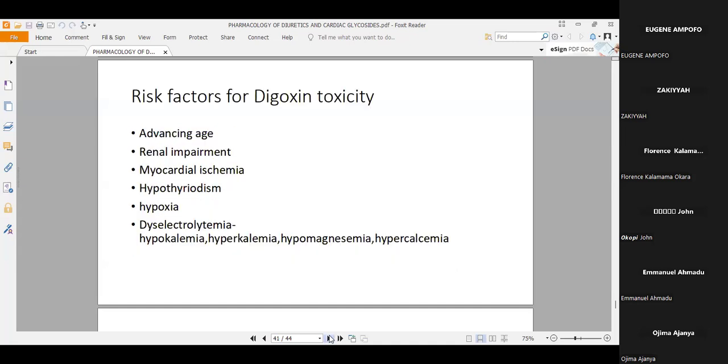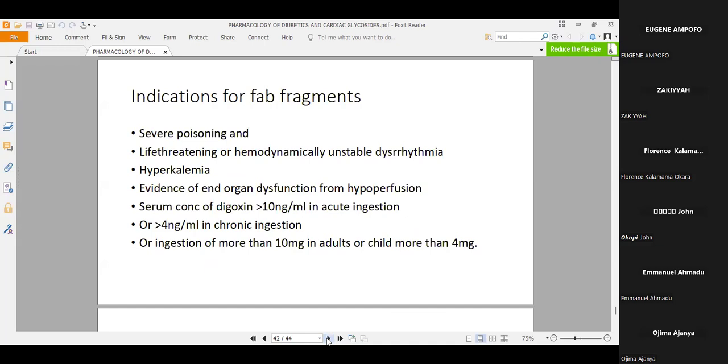So risk factors for digoxin toxicity include renal impairment, elderly, hypothyroidism, hypoxia, hypokalemia, hypomagnesemia, and hypercalcemia. The indications for use of this Fab fragment are in patients with severe digoxin toxicity, patients with hyperkalemia, patients with life-threatening or hemodynamically unstable arrhythmia, and organ dysfunction from hypoperfusion, or when the serum digoxin is greater than 4 nanograms per mL.